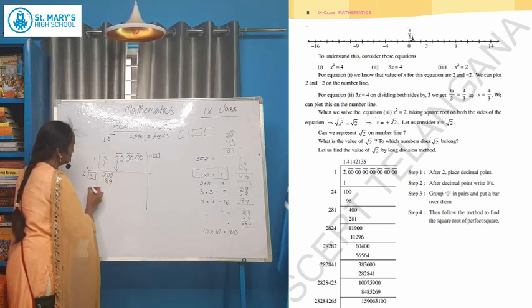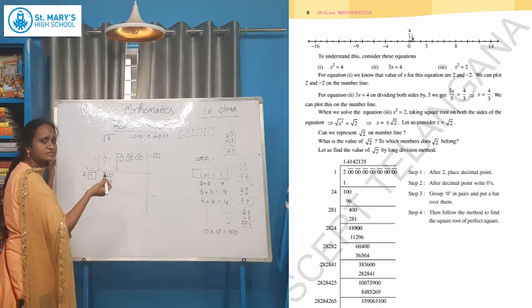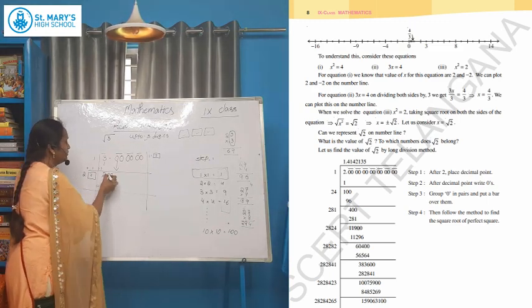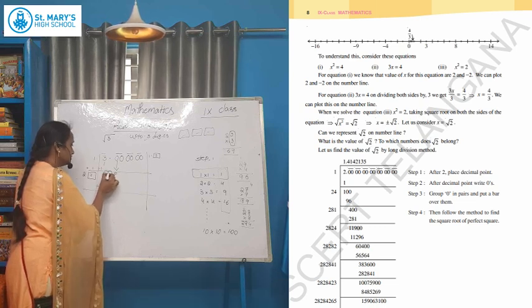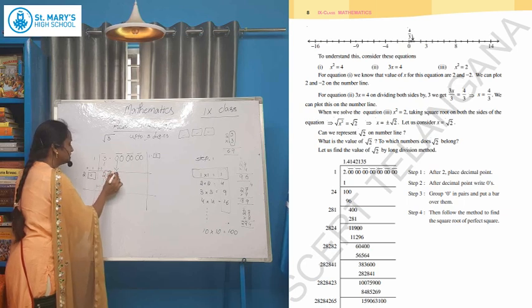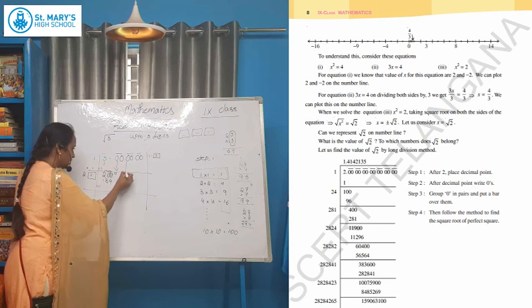Now again we will carry out the same subtraction process. Now 200 minus 189, how much? So directly we can do the subtraction. 10 minus 9 is 1, 9 minus 8 is 1. Now again one more pair we have to bring down.